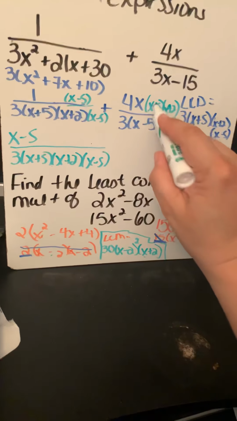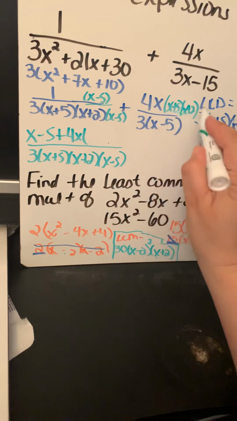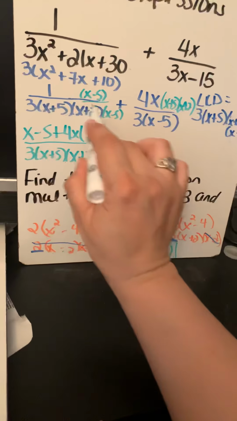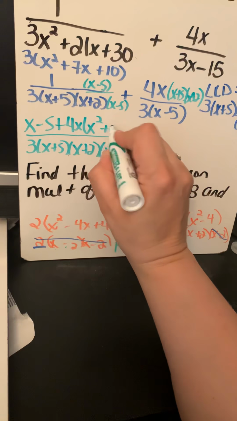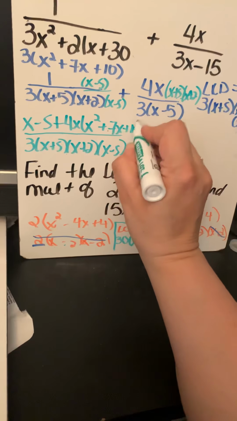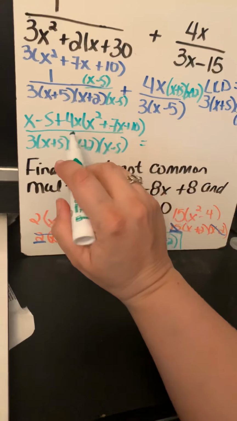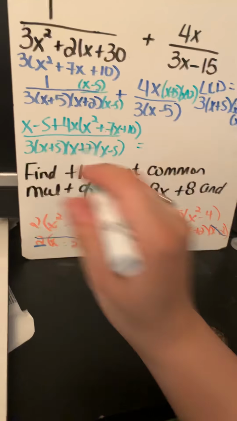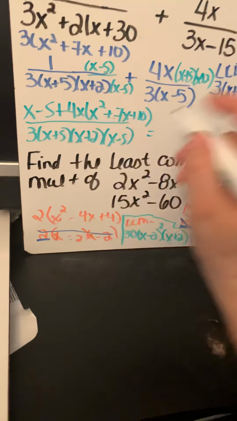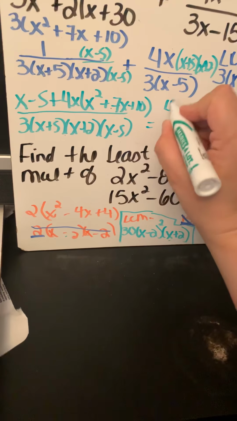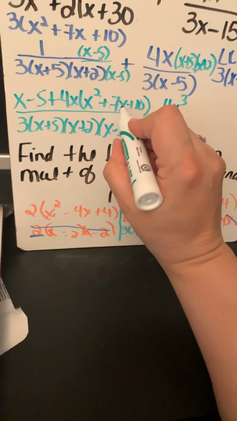This one over here, I've got my plus 4x. And isn't this right here just that factored? So I've got my x squared plus 7x plus 10, if I were to refoil that out. I'm going to go ahead and distribute through and combine at the same time. So I've got a 4x cubed, 28x squared.